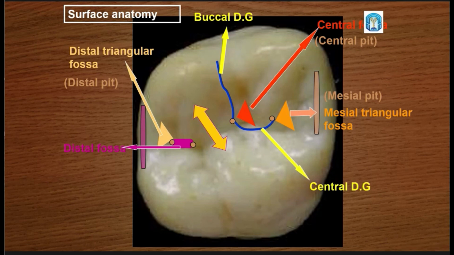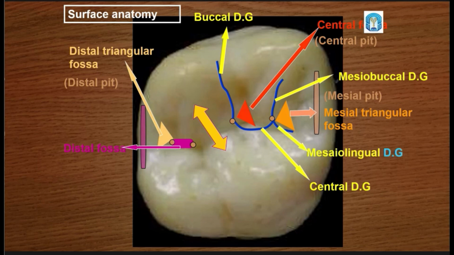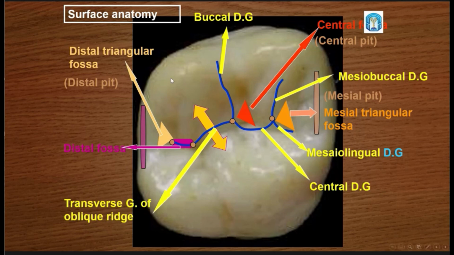This is the central developmental groove connecting the mesial triangular fossa, and from the mesial triangular fossa, they go to the mesio-buccal developmental groove. This is the mesiolingual developmental groove. This is the transverse groove of the oblique ridge. Transverse groove of the oblique ridge means they come through the oblique ridge, overlap it and connect to the distal triangular fossa here.